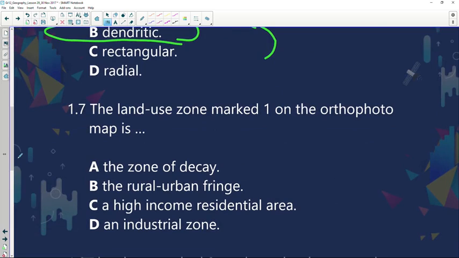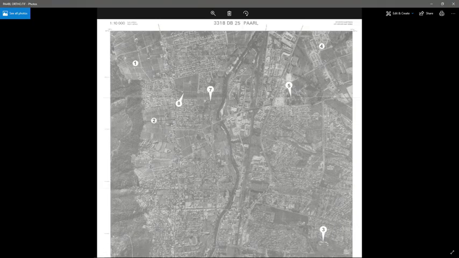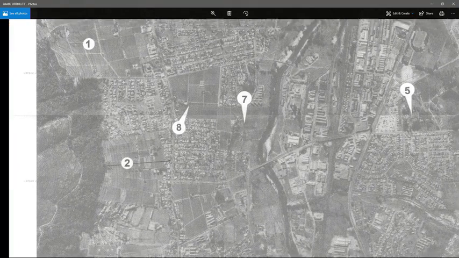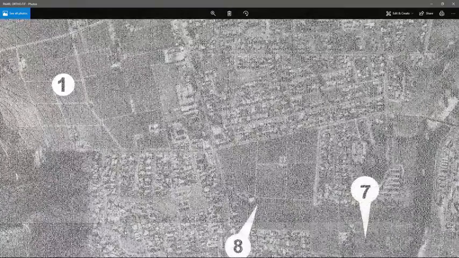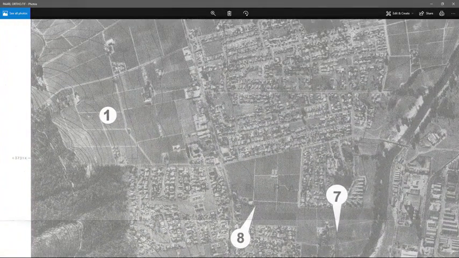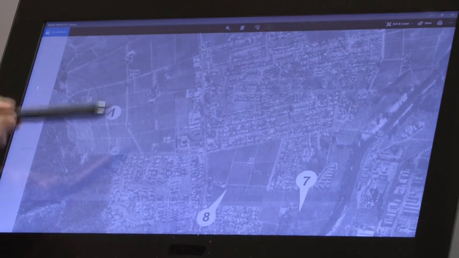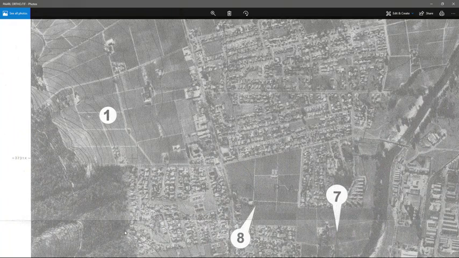The land use zone marked 1 on the orthophoto. Let's quickly go to the orthophoto. Now remember, what's an orthophoto? It's got a bigger scale, 1 to 10,000, and it's actually a vertical aerial photograph. So let's quickly go and have a look at the land use zone at number 1. Now if you look at number 1, situated over there, you can basically see settlement taking place. There is the industries. So 1 will definitely be just on the outskirts of the suburban area. As you can see, there's not much infrastructure situated over there. So it looks to me like the rural urban fringe.